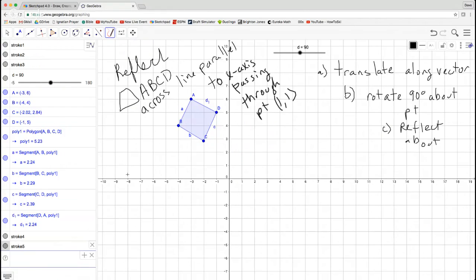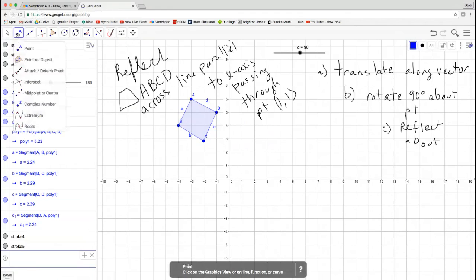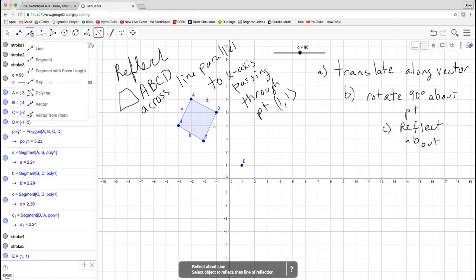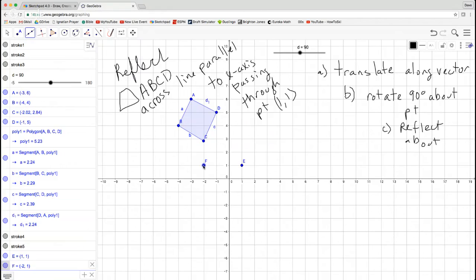So if this is our x-axis that goes in this direction, and I want a line parallel to it, I need a line that goes like this, and it needs to go through the point 1, 1. So how many lines go parallel to the x-axis through point E? And if you said there's only one, you are exactly right. So let's draw that line that is parallel to the x-axis going through point E. And it's line FG.